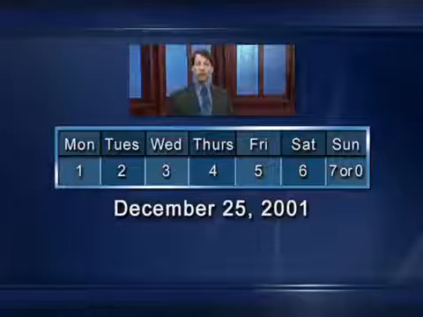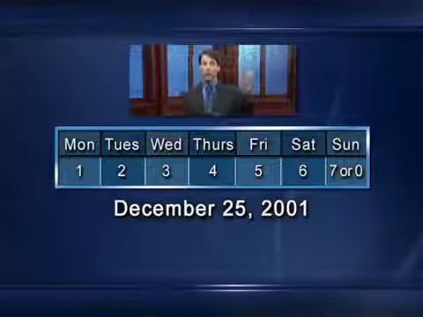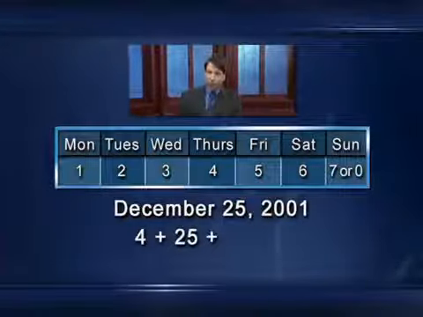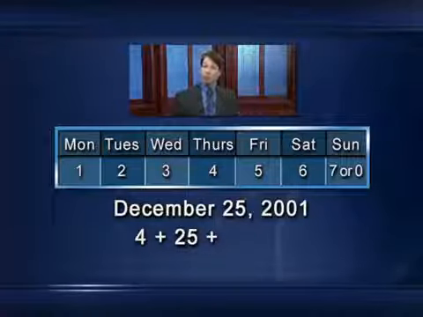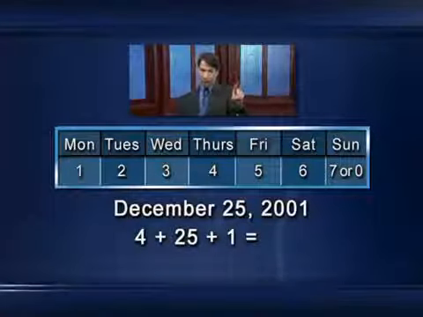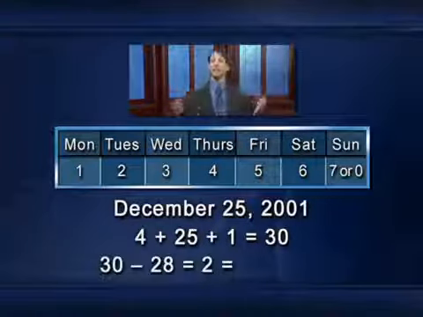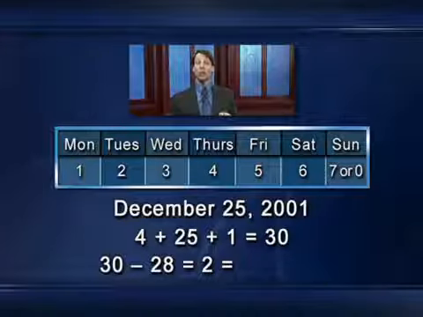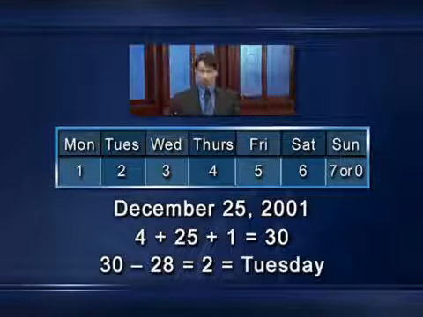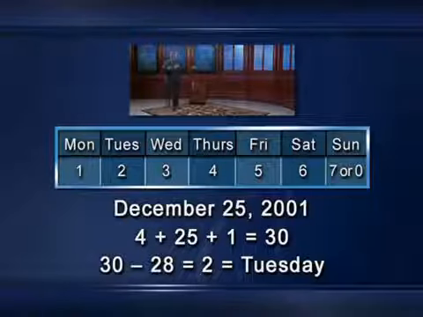So, for the year 2001, all we do is change the year code from 0 to 1, and everything else stays the same. Okay, so for instance, December 25th, 2001, we'd add 4 for December, 25 for the 25th, and for 2001, we'd add 1. 4 plus 25 plus 1 is 30. Subtract 28 to get 2. So Christmas 2001 was on Tuesday. Okay? Let's look at the other years.